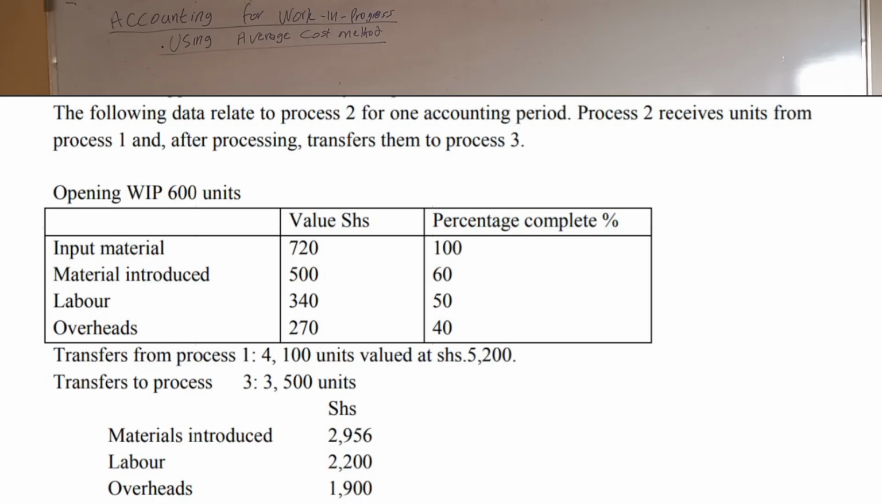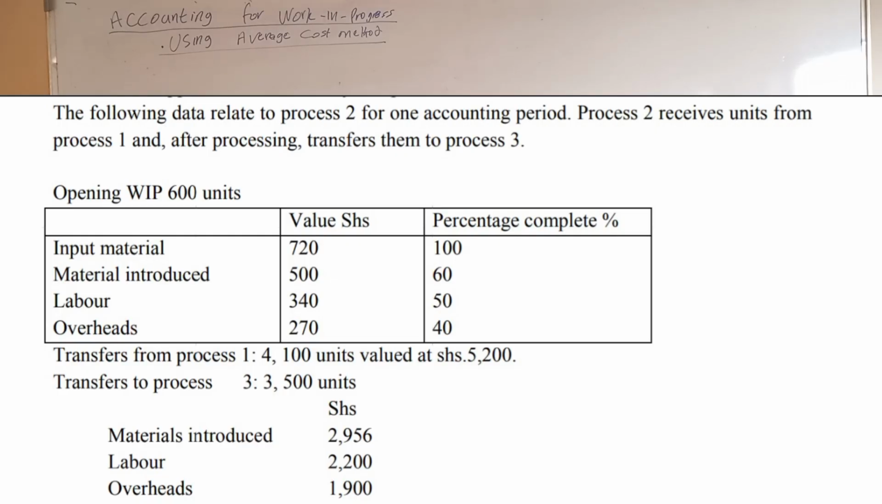40% complete. Transfer from process 1: we had 4,100 units valued at 5,200 shillings. We have transferred to process 3 a total of 3,500 units. These are the units that were completed during that period. You only transfer a product to the next level when it is completely done under that level, so that it continues.